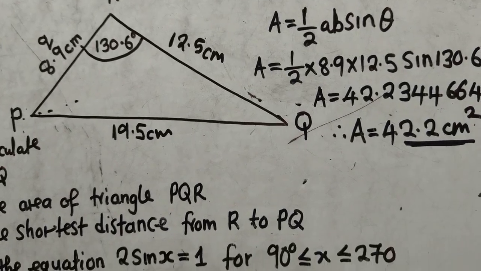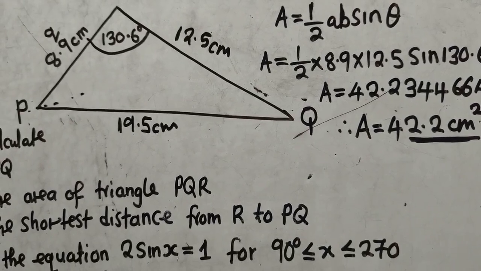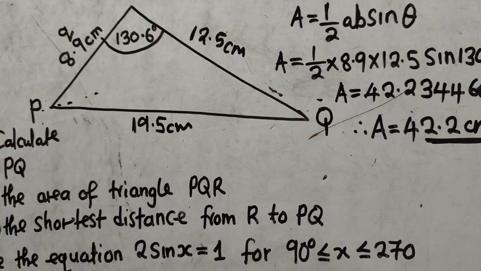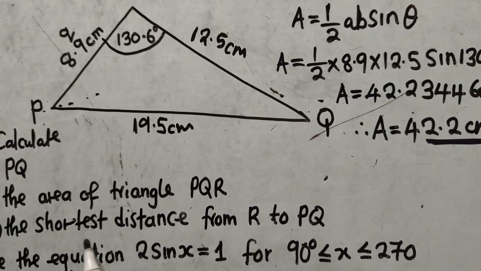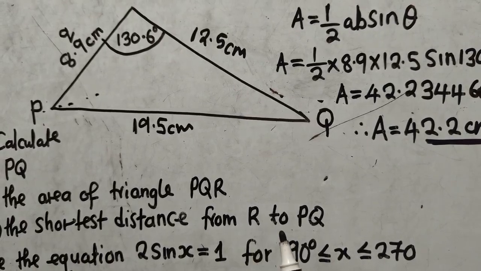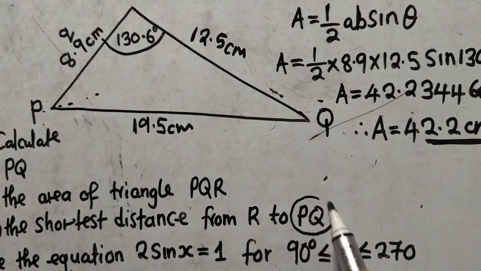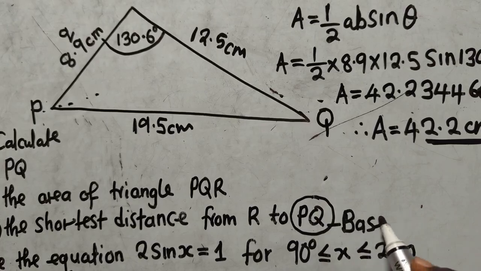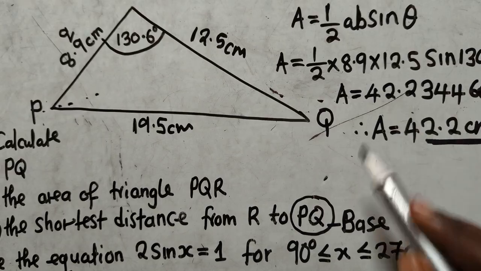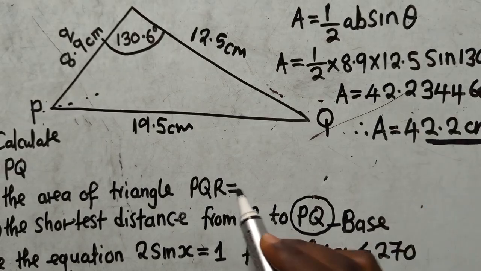We now move on to this other question, where we are told to find the shortest distance from R to PQ. Those of you that have been following me, I've been telling you that this one that is given is the base. So which formula do we get to use? We know the area of this triangle is what?